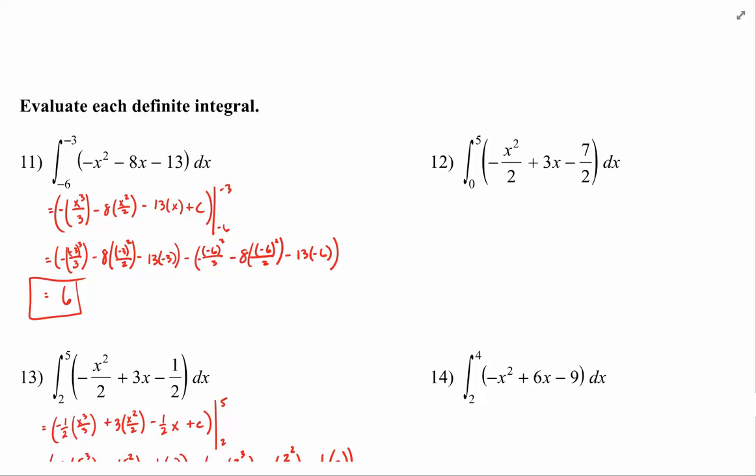You can also look at the other examples that I have completed on this page, and hopefully that will jog your memory and get you well prepared for the test that we take on Wednesday.